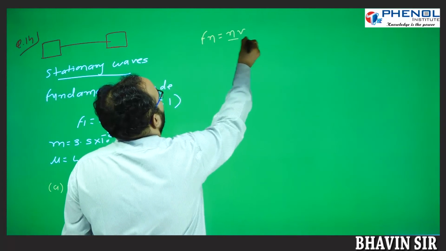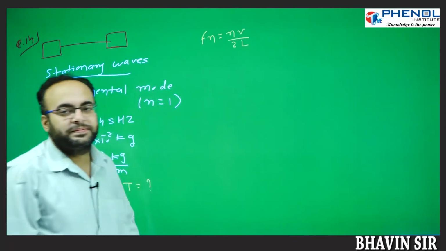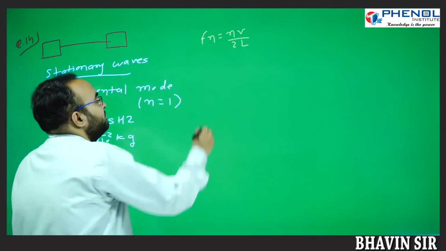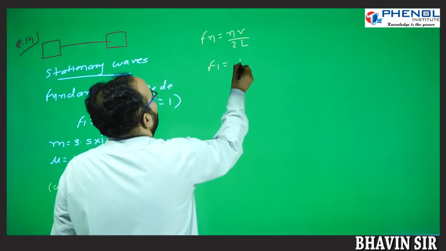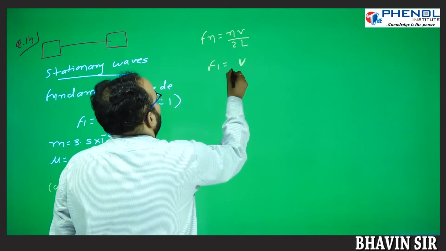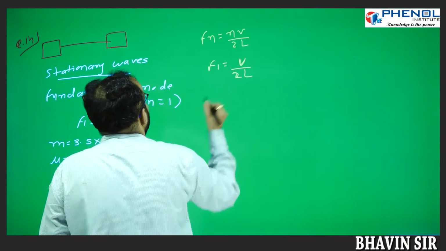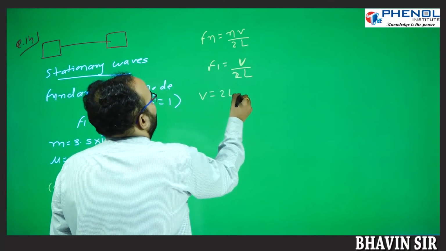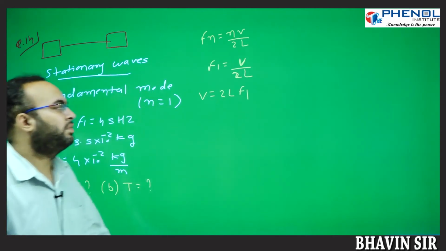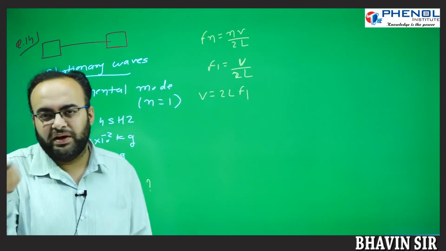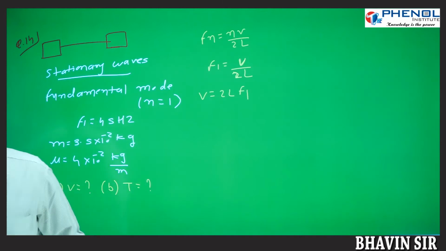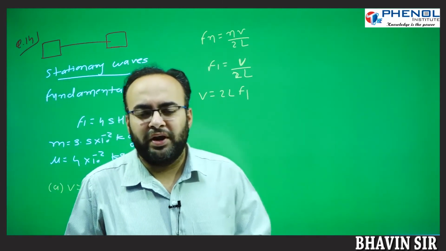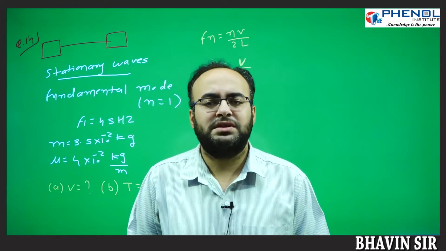Fn is equal to nv by 2L. n is 1 because it is the fundamental mode. So v by 2L, we want to find v. So 2L F1, we want to find v. F1 is the fundamental frequency, or first harmonic.